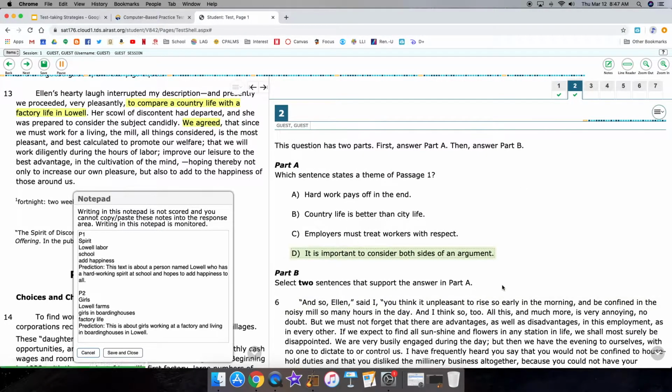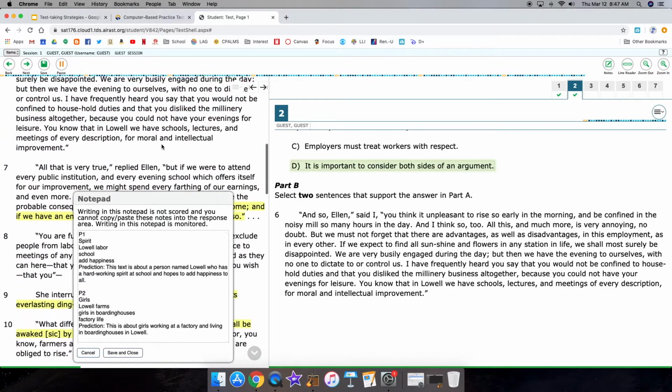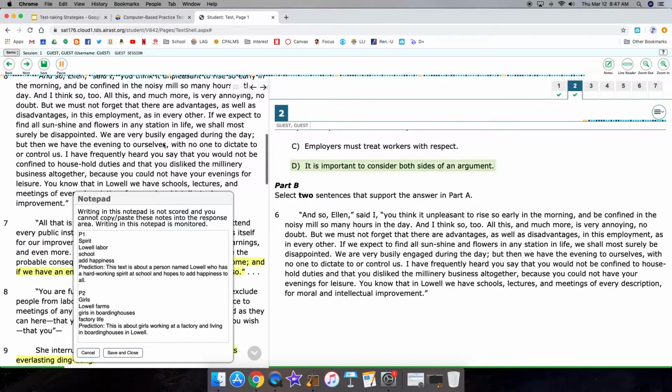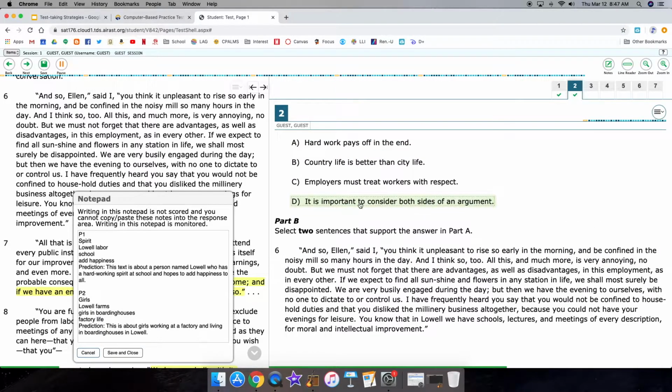I'm being strategic. This says I'm going to go to paragraph 6. Let's go to paragraph 6, see if I highlighted anything. I didn't, but let's go ahead and read it and see if we can find evidence to support this idea.